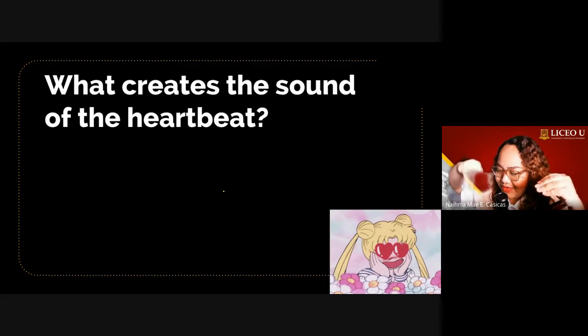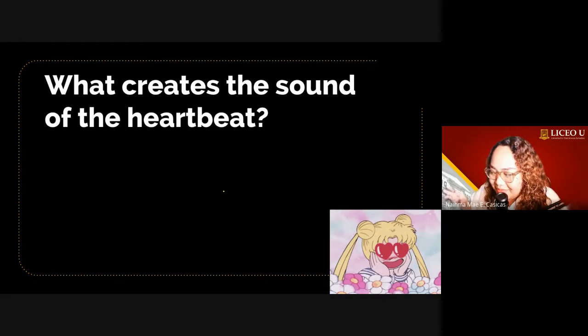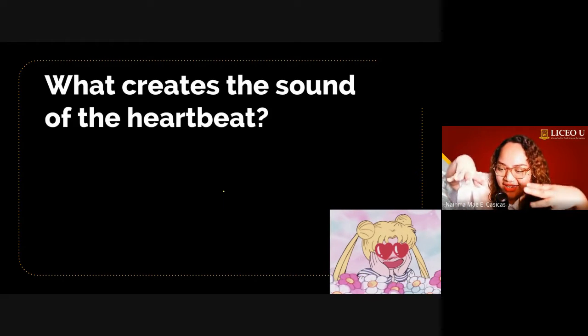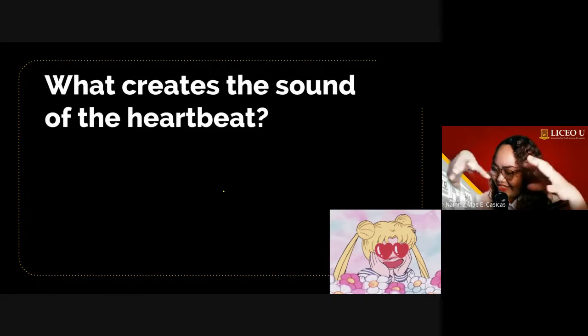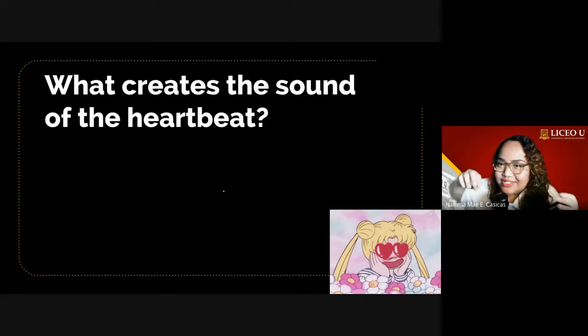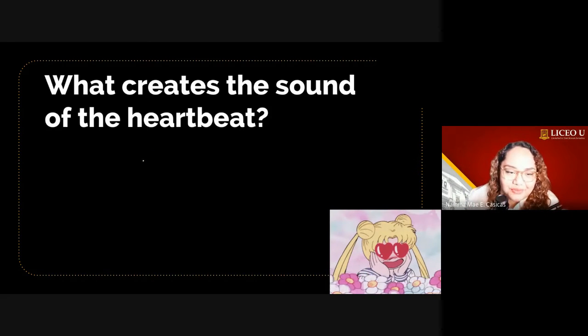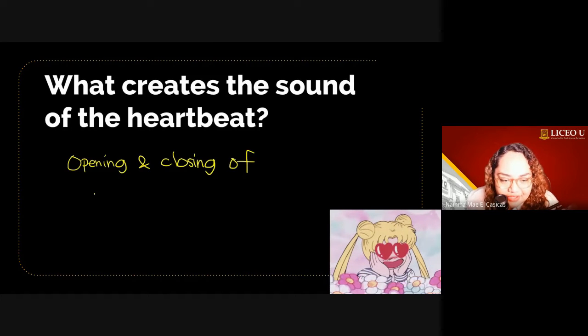Those valves, the tricuspid and bicuspid valves. They are always in unison. Tuk tuk tuk tuk. So that is the lub-dub. Okay? It's the opening and closing of the valves.